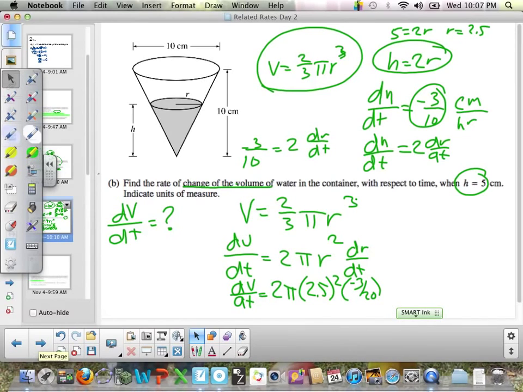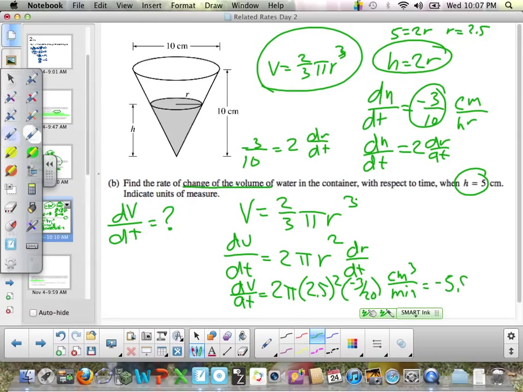So the rate of change of volume with respect to time. Find everything, plug it in. If you want to simplify that, you can. If you don't want to, you can leave it like that. And that would be cubic centimeters per hour. A lot of you are just itching to calculate that out, so we'll do that. 2 pi times 2.5 squared times -3/20 is -5.89 cubic centimeters per hour. Sorry, per hour.